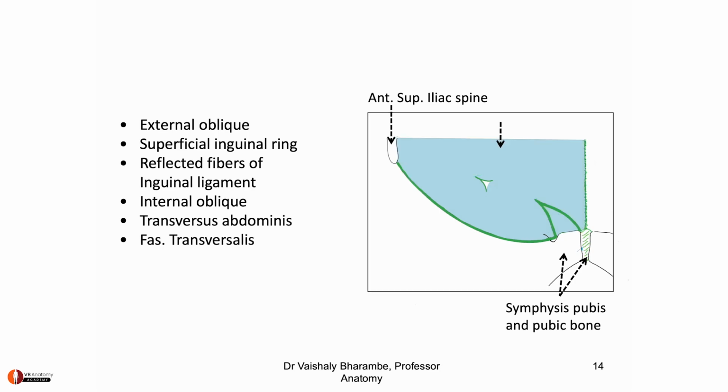Deep to this, you find a simple sheet which is called fascia transversalis. All this blue that you're seeing is fascia transversalis. But you will say, ma'am, there is a hole in it. Yes, there is a gap in it which is called the deep inguinal ring. Extending from this deep inguinal ring to this superficial inguinal ring is your inguinal canal. Got it? Let's revise. Okay.